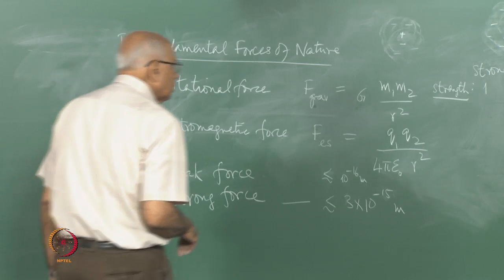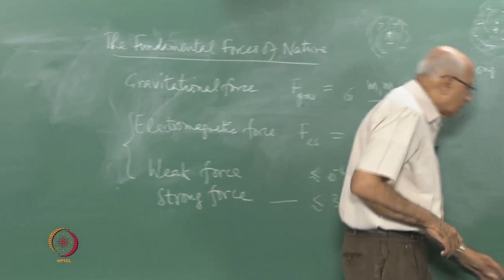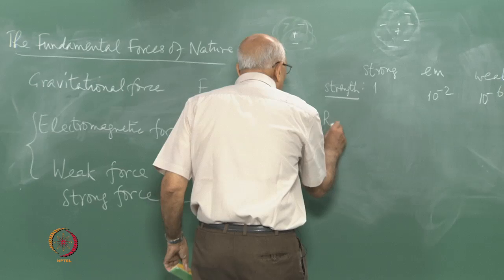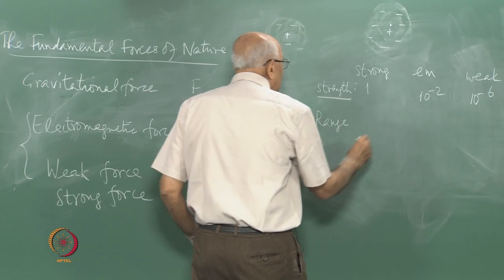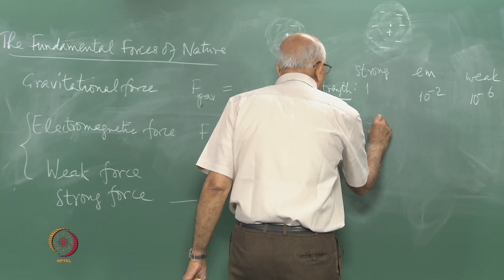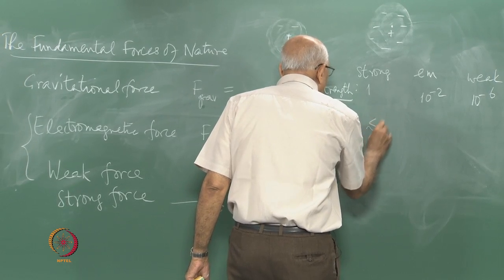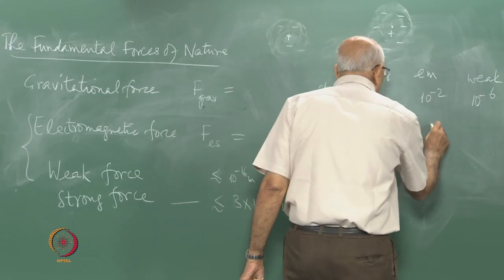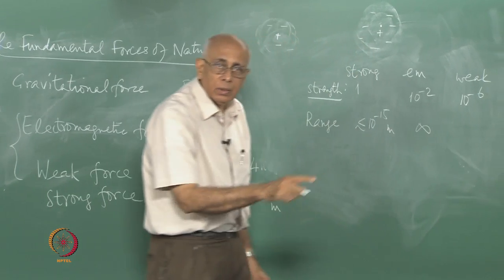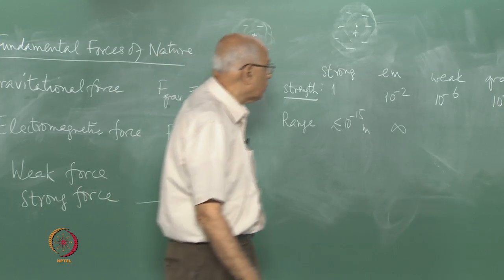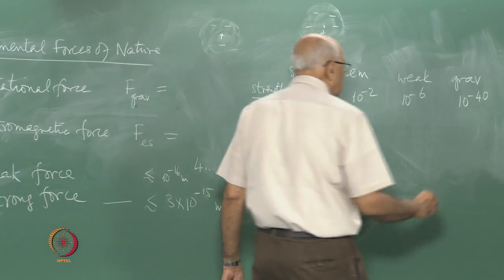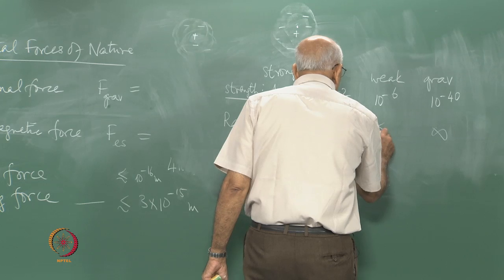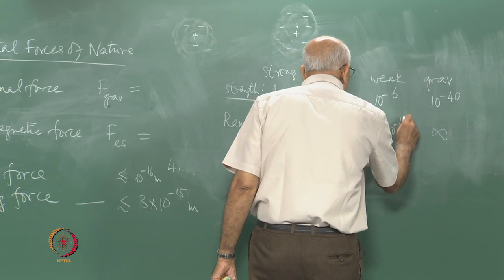Okay. So much for the relative strengths of these forces. We should also write down here the ranges of these forces. The strong force, as I said, is of the order of 10 to the minus 15 meters or less. The electromagnetic force is an infinite range force because the 1 over r squared force goes on forever for all values of r right up to infinity. The gravitational force is infinite, and the weak force is of the order of 10 to the minus 16 meters.